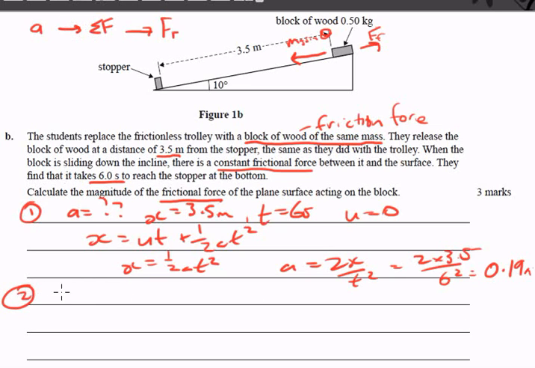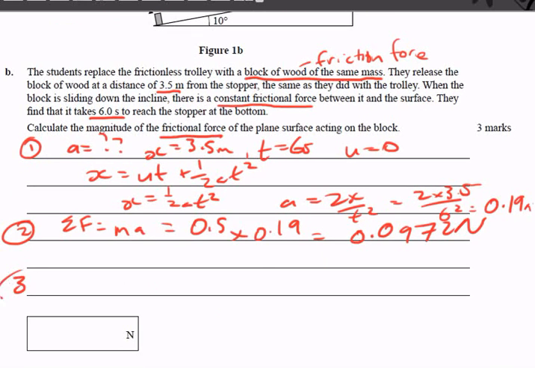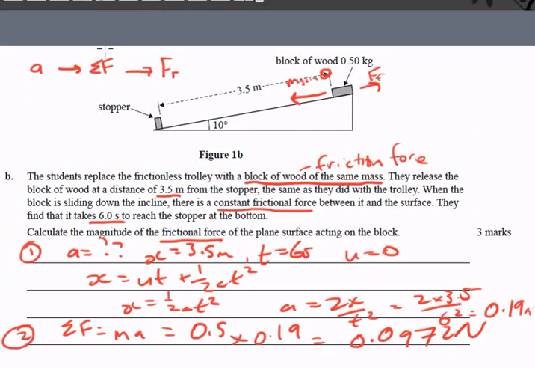Now I can find the total force. Total force on this block equals ma, which equals 0.5 times 0.19, the acceleration I have. 0.5 is the mass, it's the same mass as the last one. And that equals 0.0972 newtons. The next thing I was going to do is use that total force to work out the frictional force.